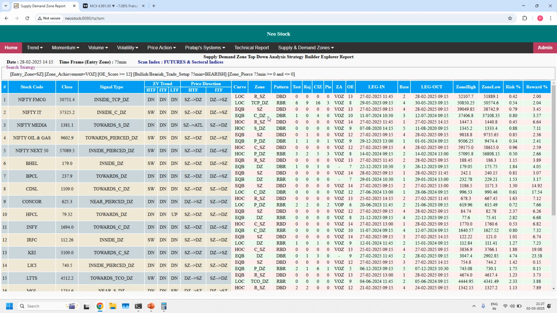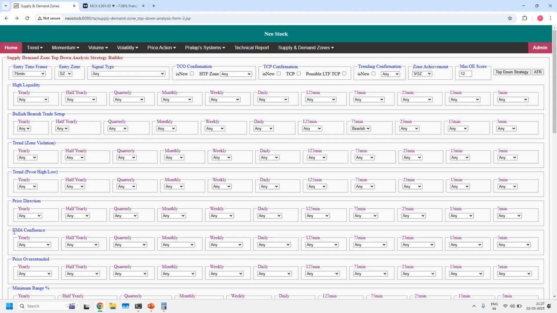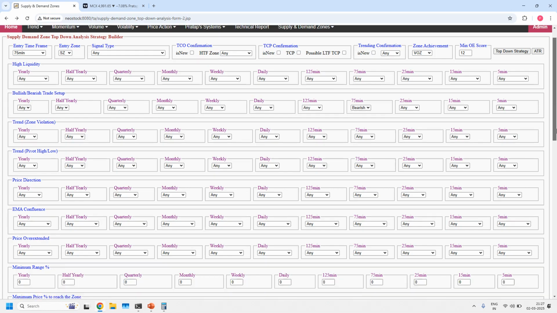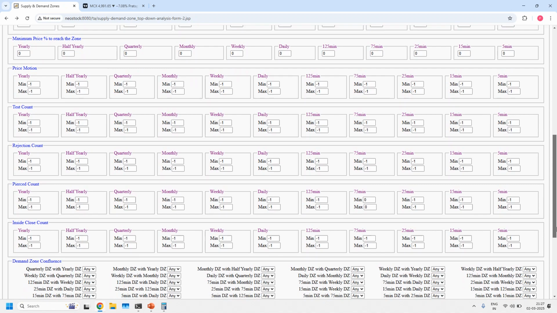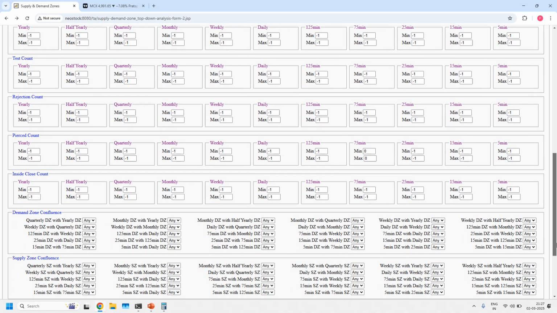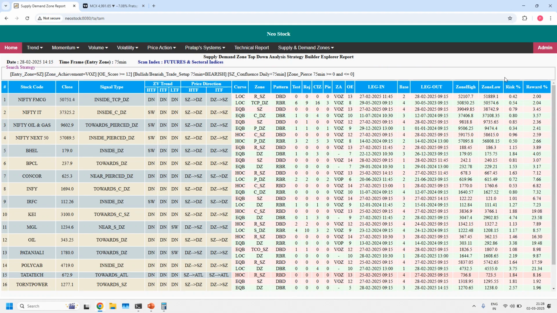What is high probability trade setup filters? LTF, ITF zone confluence, and ITF EMA confluence. Let us see how many we get. So I am going back. I am setting two filters. First filter is LTF, ITF supply zone confluence. What is LTF? 75 minutes. What is ITF? Daily. So 75 minute supply zone with daily supply zone confluence. I am enabling this filter. If I enable this filter, how many stocks do we get? We got 18 stocks. Still it is a big number.